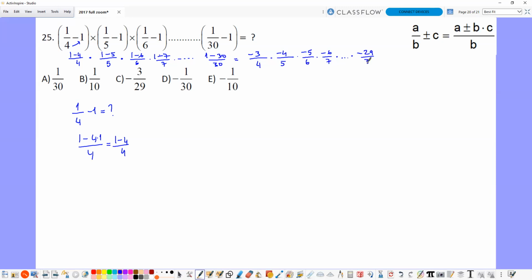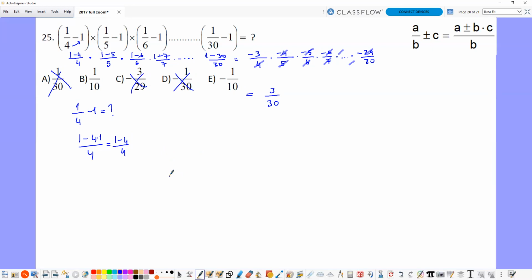If I use the canceling rule here, I can cancel this 4 and this 4, this 5 and this 5, this 6 and this 6, this 7 and the next 7, and so on up to 29. When we simplify, we will leave only 3 and 30. So in the answer, we have 3 over 30 firstly. And which one is it going to be, minus or plus? The others are eliminated here. Minus or plus, we are going to decide on that.